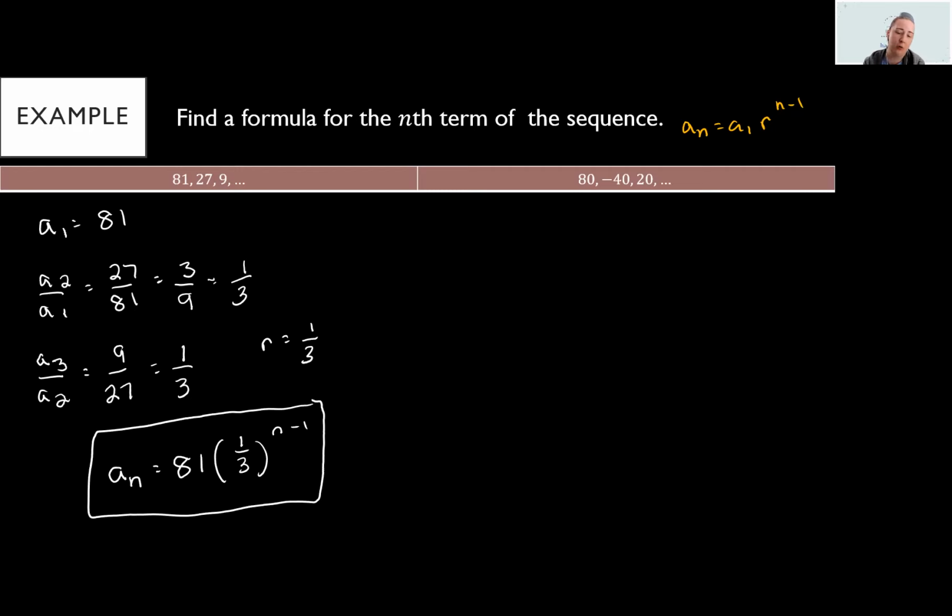And once you find that formula, I can find any term that I want. If I want the millionth term, now my calculator's not going to do that, but I could use the formula to at least write what that would be.